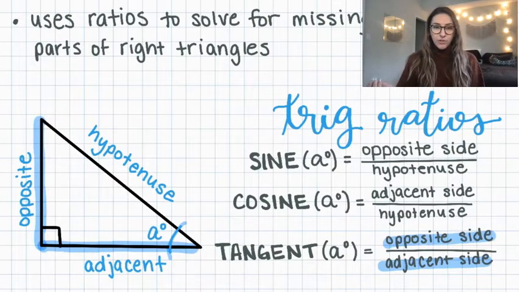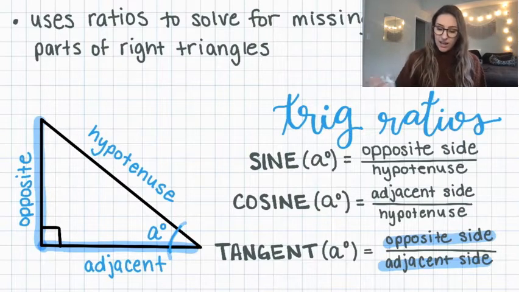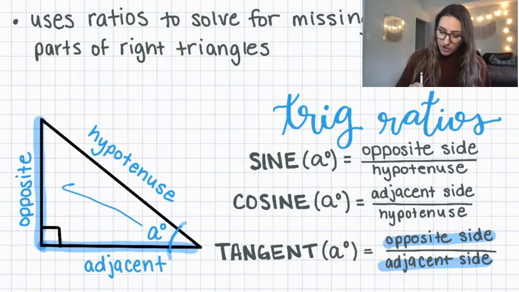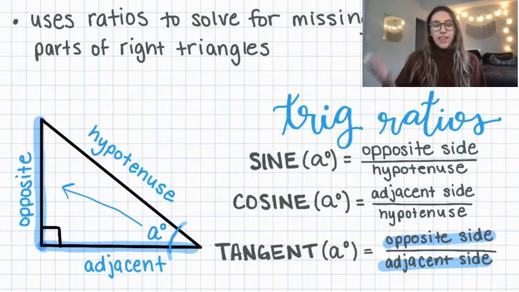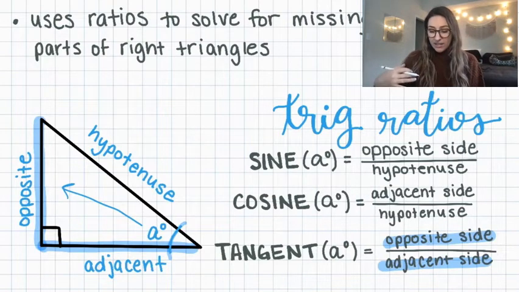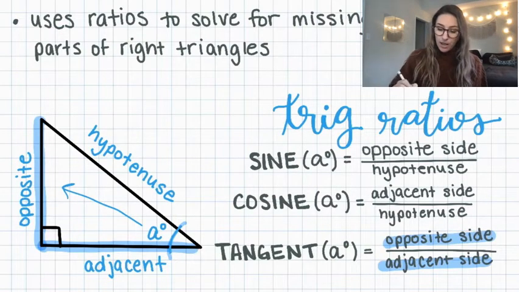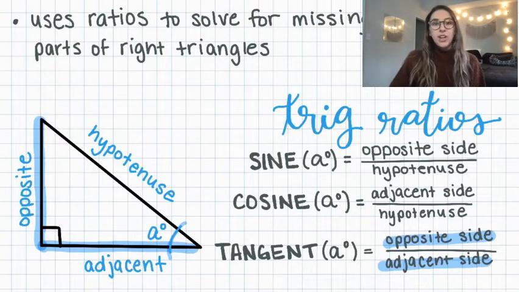So if you're not sure which one is the opposite side and which one is the adjacent side, I could take an arrow and just draw it straight across from the angle we're given, and that one is the opposite side. The hypotenuse is obviously the one across from the 90-degree angle, and the other one is the adjacent side. I would always suggest labeling your triangle before you start any of this. That will take a lot of the confusion away from finding the values of sine, cosine, and tangent.